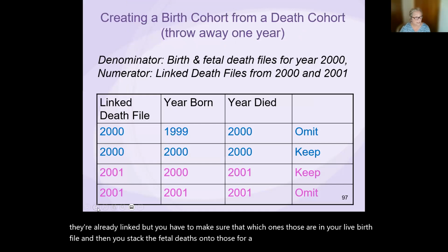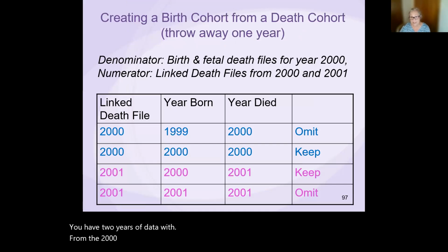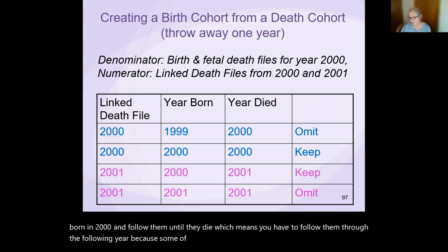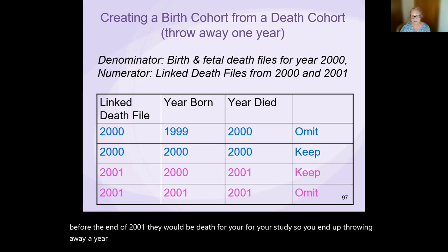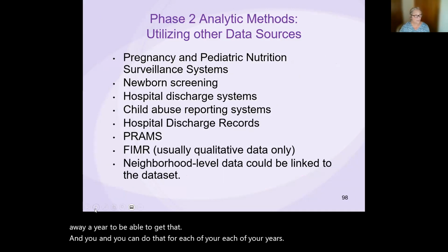In a little more detail here, you have 2 years of data, from the 2000 year and the 2001 year. You put those together and you keep the ones that are born in 2000 and follow them until they die, which means you have to follow them through the following year, because some of them would be born at the end of 2000. So if they died before the end of 2001, they would be deaths for your study. So you end up throwing away a year to be able to get that. And you can do that for each of your years. But that gets a little messy.